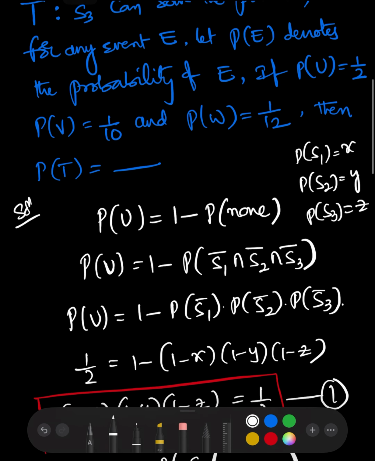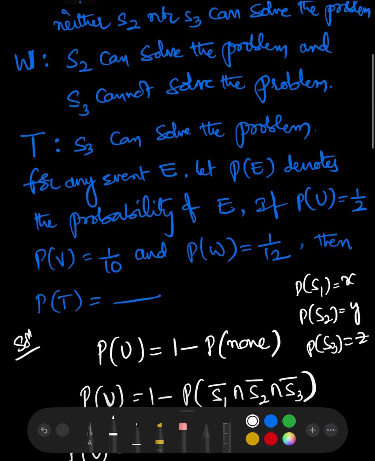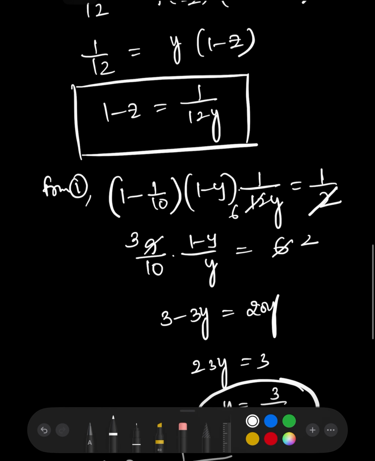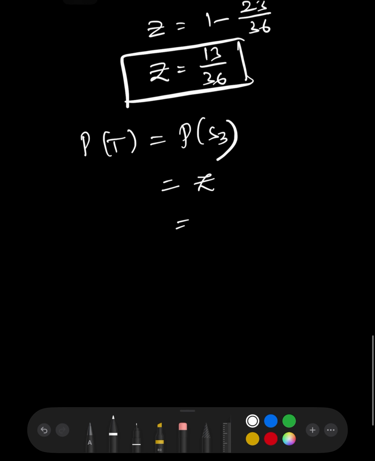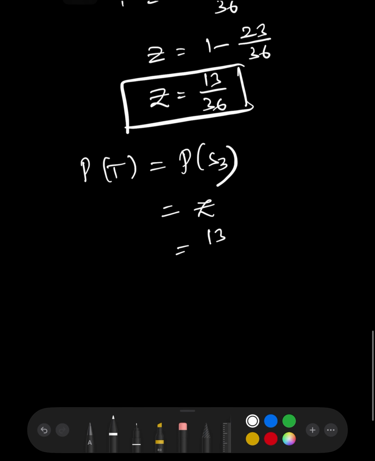Now finally, what the question asks is T. S3 can solve the problem, T, and we just want P of T only. So here P of T is nothing but P of S3, and P of S3 is nothing but z, and that z value is nothing but 13 by 36. Thank you.